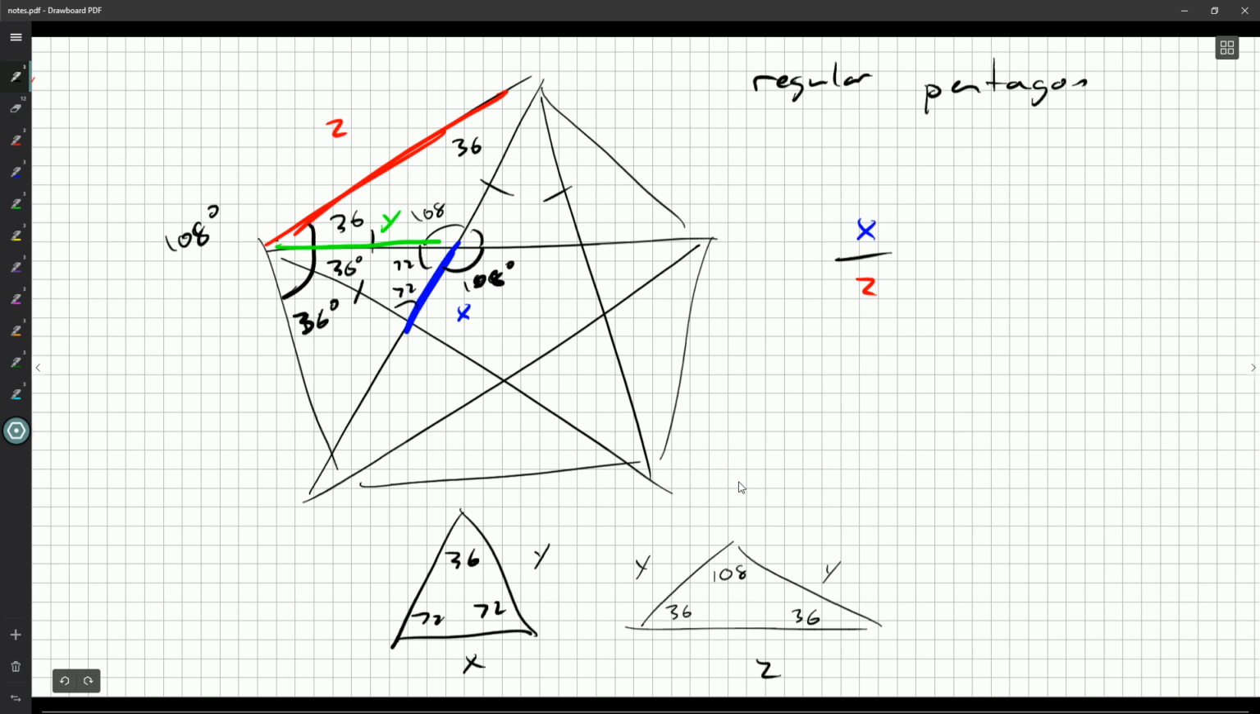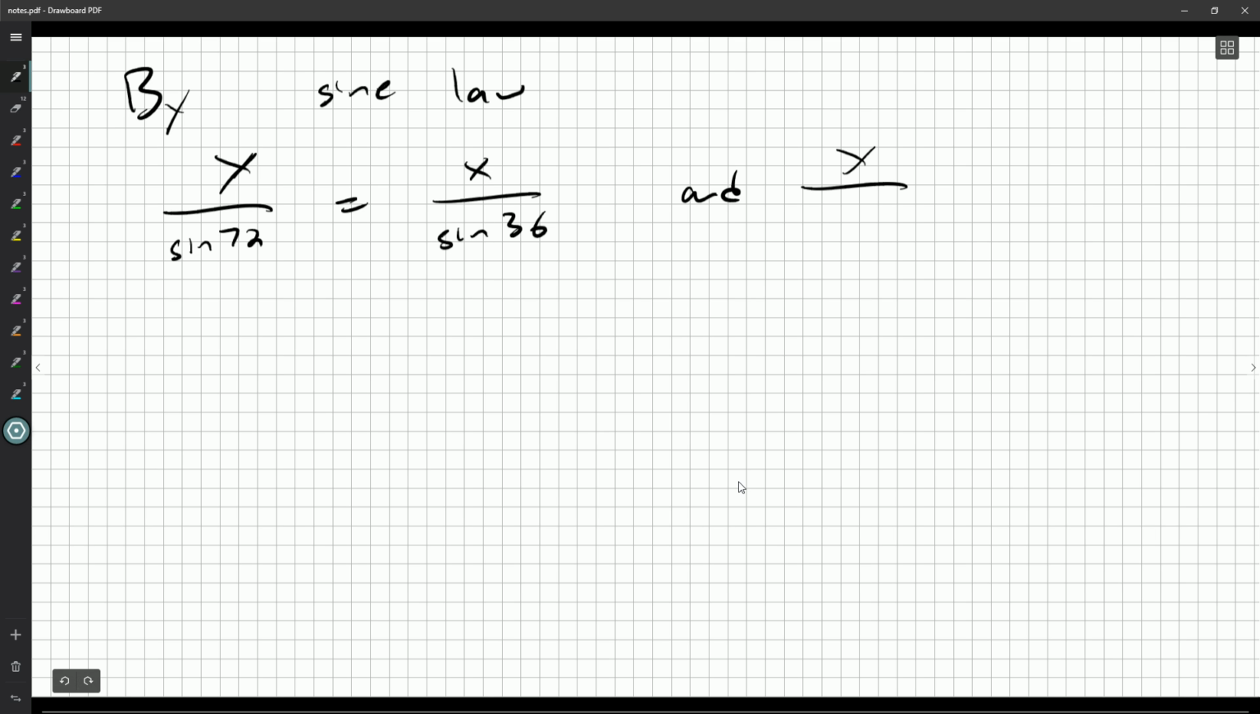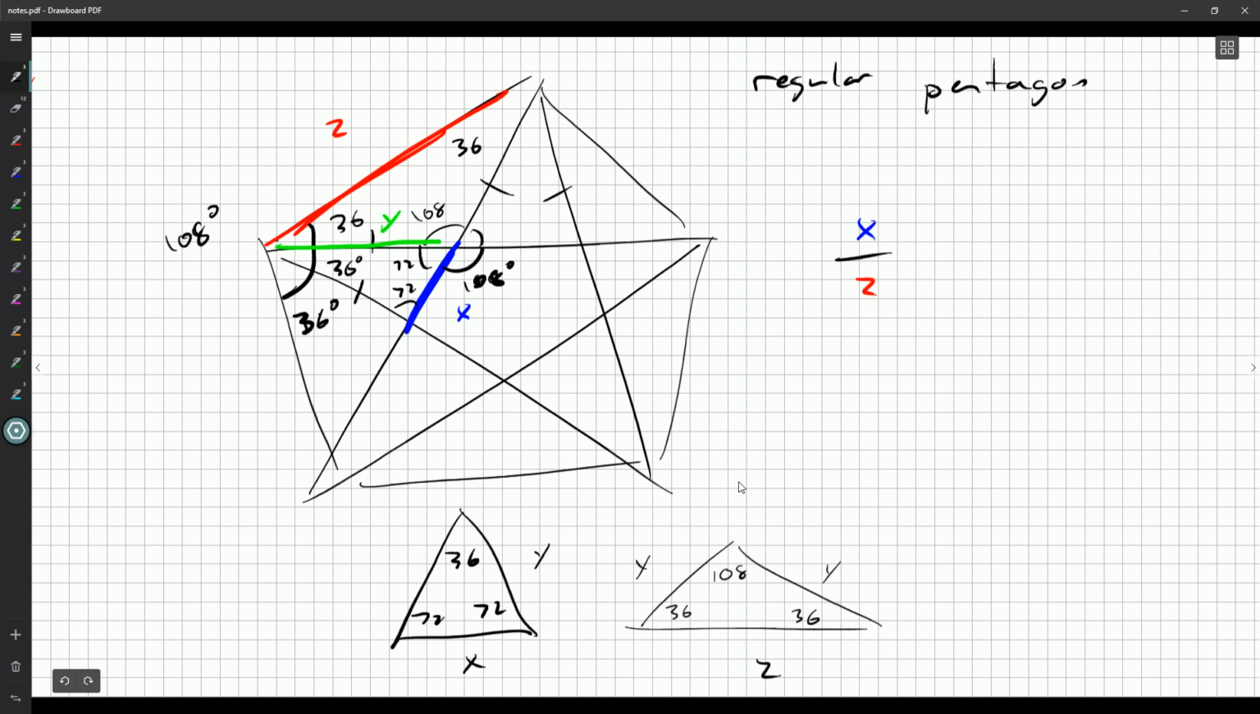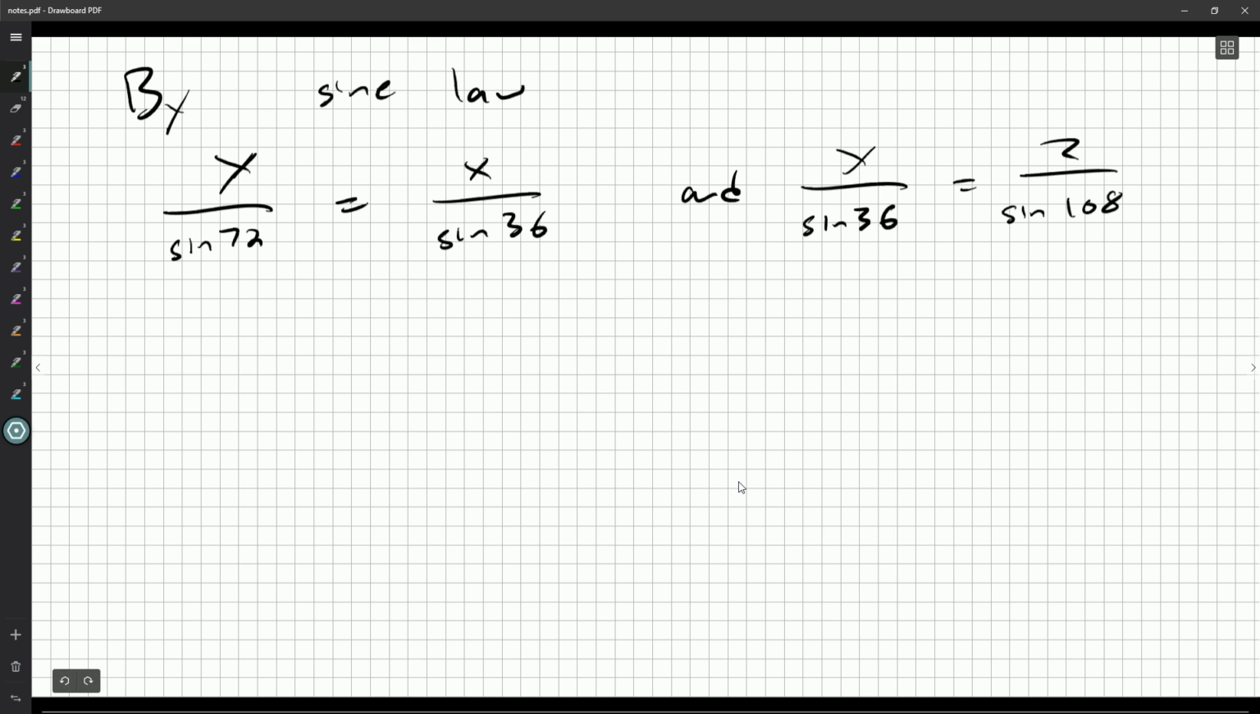So I think a little bit of sine law is in order here. We'll say by sine law, y is to sine 72, as x is to sine 36, and y is to sine 36 as z is to sine 108. Let's just make sure I copied those right. Yep, y is across from the 72, x is across from the 36. It's the smaller one. Okay.